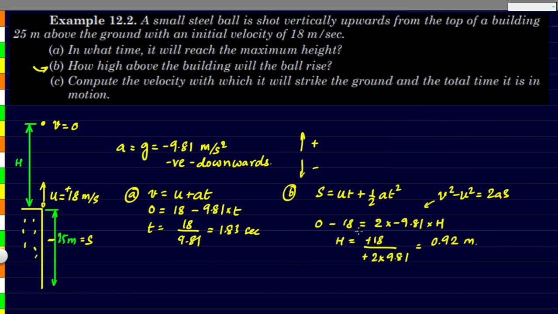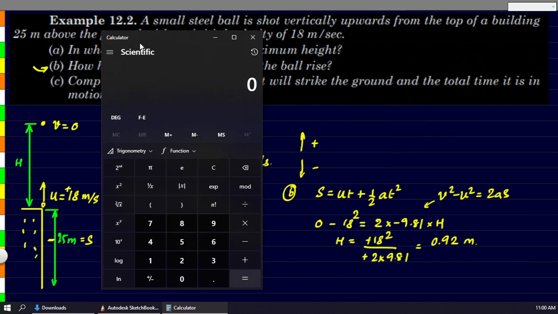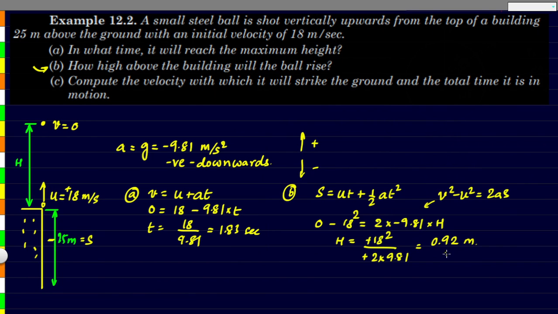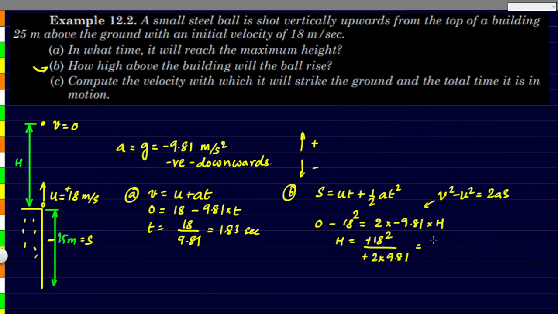I guess I made a small mistake over here. I forgot to put the square in. So when you put the square, that's actually when you get your actual answer. So let's put the square, 18 into 18 divided by bracket open, 2 into 9.81, and this is our actual answer, 16.51. This is the wrong one. Let's remove it.